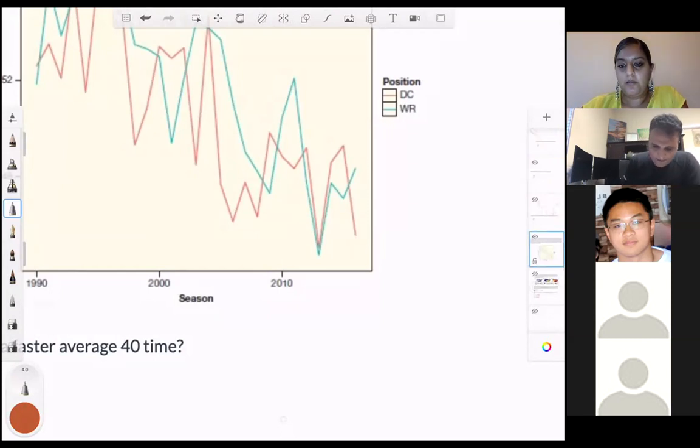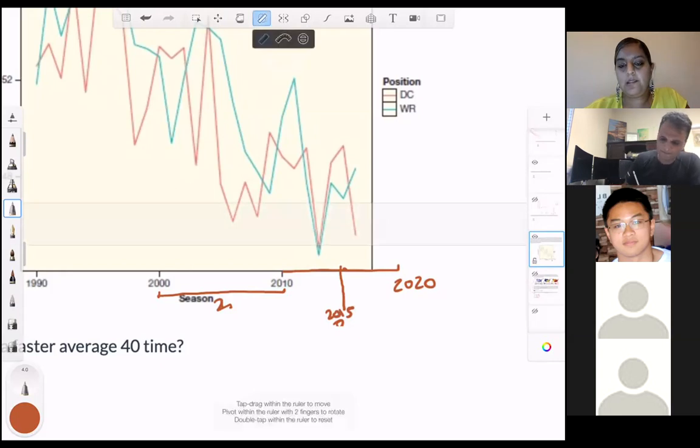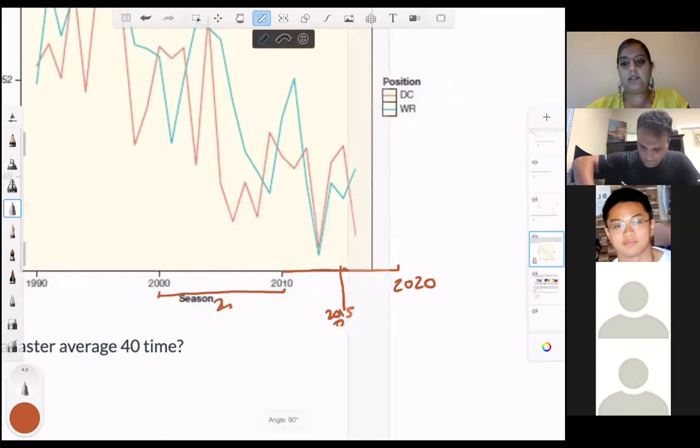So this interval is 10, correct? So let's say another interval gives me 2020. Half of that will be 2015, correct? So 2016 will be somewhere around here. So now we're going to make a line. If that's correct, the faster time is the wide receiver.